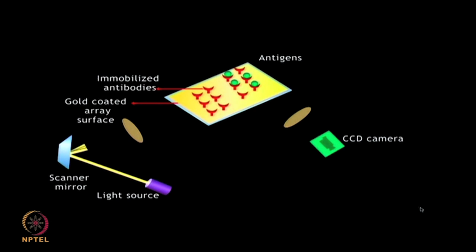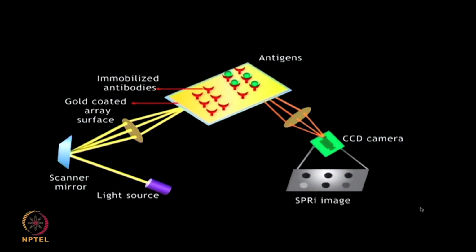Binding of target antigen with an antibody can be detected in real time due to changes in the intensity of reflected light from every spot on the array surface. Multiple biomolecular interactions can be studied simultaneously in a high throughput manner, and changes occurring on the array surface can provide kinetic data about the interactions.